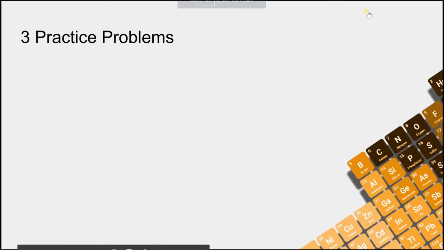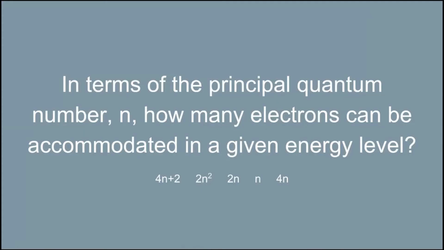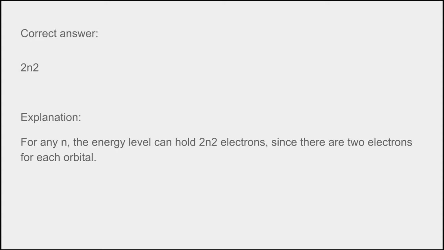Okay, so now we have 3 practice problems. So here's the first practice problem. In terms of the principal quantum number, n, how many electrons can be accommodated in a given energy level? That is, in the S, P, D, and F levels. Is it 4n plus 2, 2n squared, 2n, n, or 4n? I'll give you a moment to think about that. And the answer now is 2n squared. And the explanation is, for any n, the energy level can hold 2n squared electrons, since there are 2 electrons for each orbital.